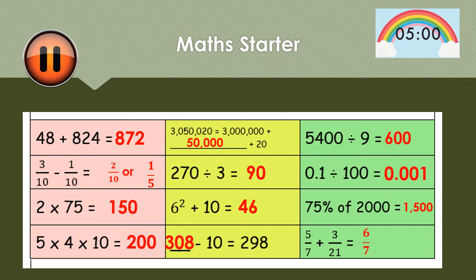5,400 divided by 9, ignore the zeros, and let's just do 54 divided by 9. What is that? That's right, it's 6. And then we remember to put our zeros back on. There were 2 zeros, so we put 2 zeros back on, and we get 600.